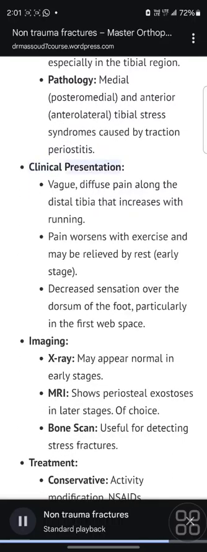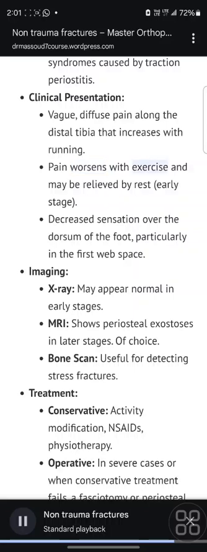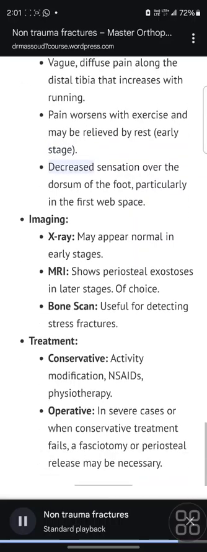Clinical presentation. Vague, diffuse pain along the distal tibia that increases with running. Pain worsens with exercise and may be relieved by rest, early stage. Decreased sensation over the dorsum of the foot, particularly in the first web space.